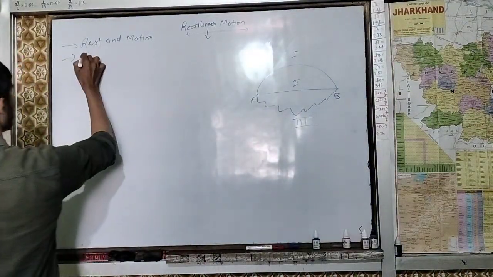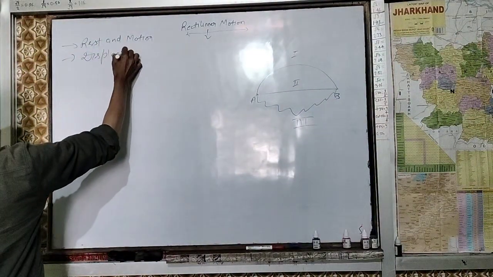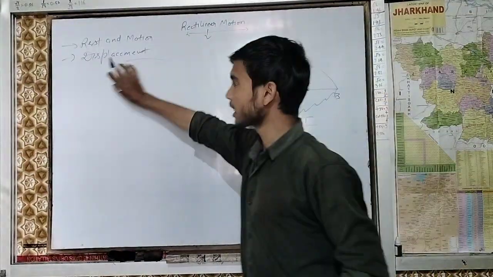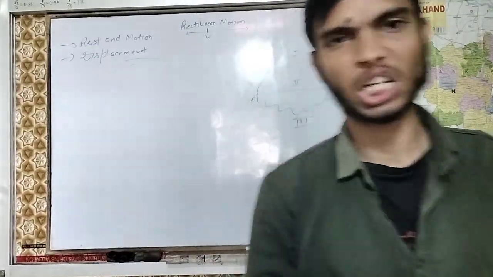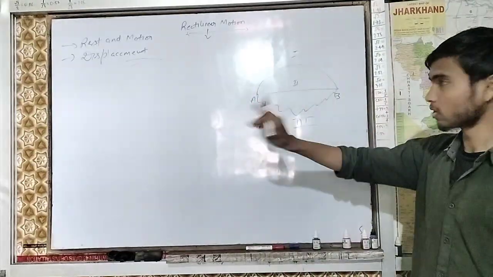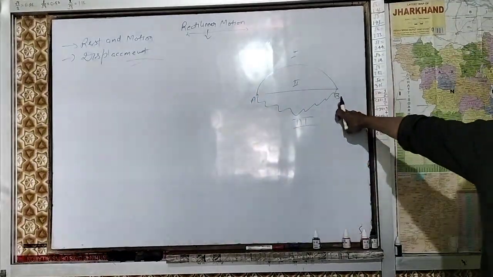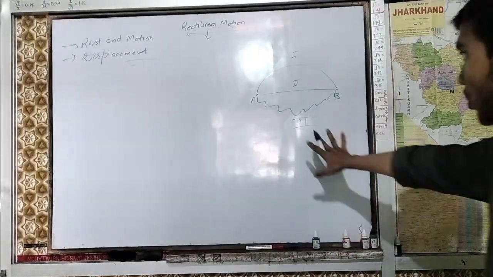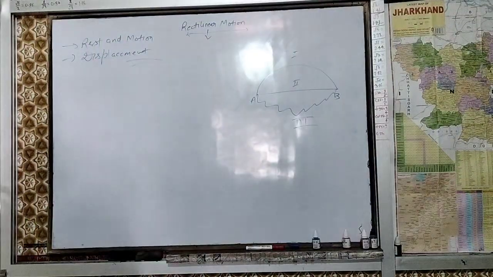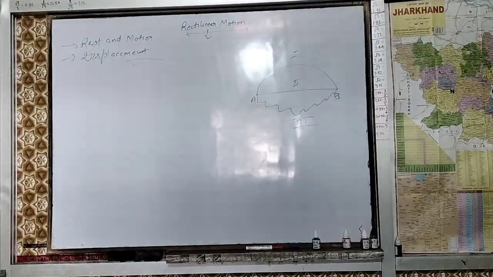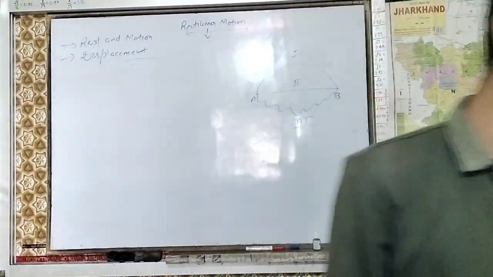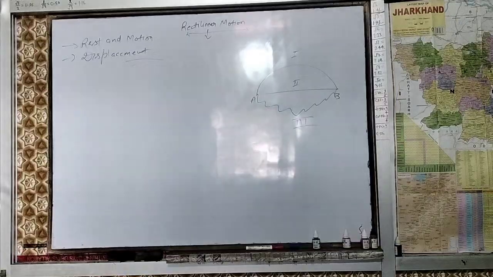Let's say displacement. Look, it only cares about initial and final location. Initial location of the particle is this, and final location of the particle is this. That's it, nothing else. You don't need to care about the actual path for displacement, but you need to care about the actual path for distance. This is the difference between them.